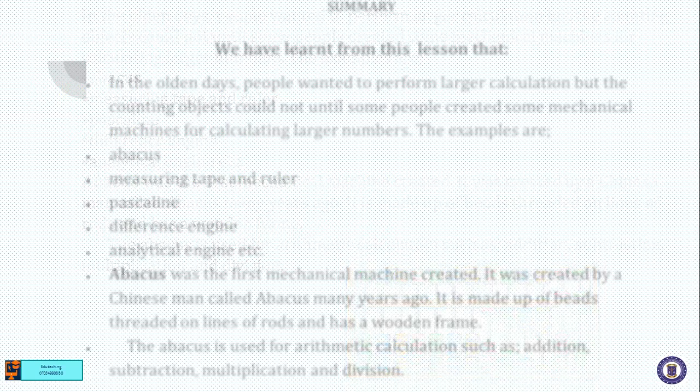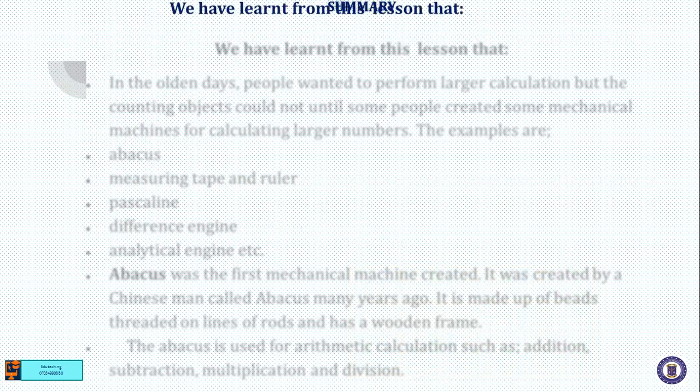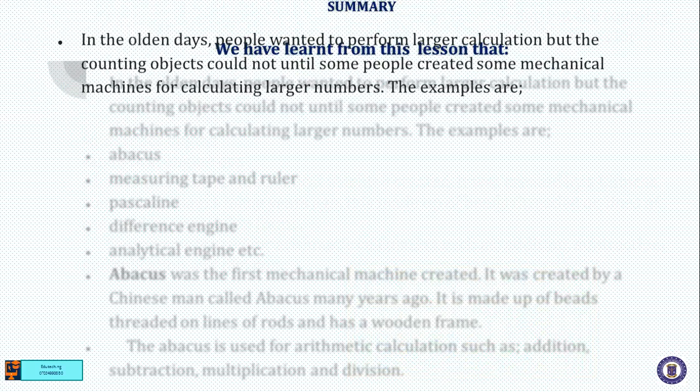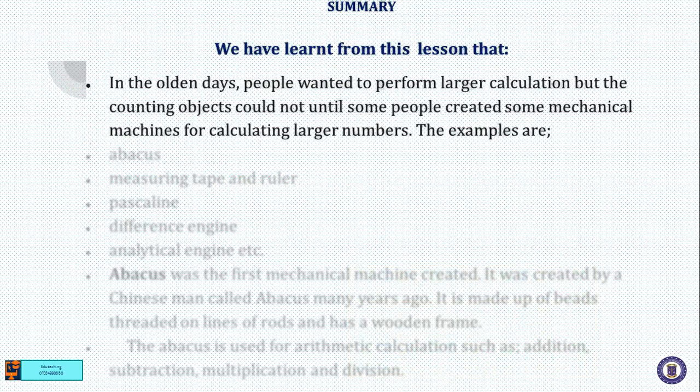So now we have come to the end of the abacus. Maybe by next week, we are going to be talking about other mechanical devices. But today we are going to end it at that aspect. So we have all learned about an abacus. An abacus, like we said, is a device that is used for counting larger numbers and doing arithmetic calculations. So we are now looking at the summary of this lesson.